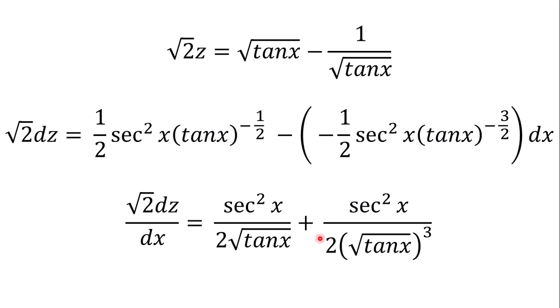What can we do to this? Well, here, as you all know, LCM. Secant x squared over 2 times square root of tangent x, plus secant x squared over 2 times square root of 4 tangent x squared raised to the power 3.